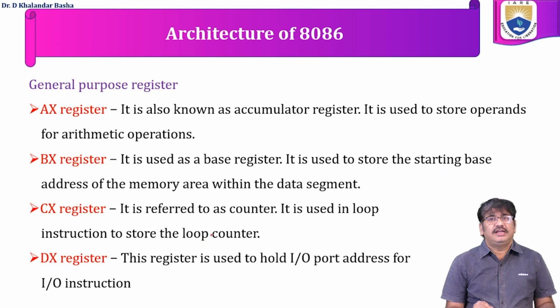CX register, it is referred to as the counter for a few instructions. It is used in loop instructions to store the loop counter. DX register, this register is used to hold the IO address for in-out instructions.